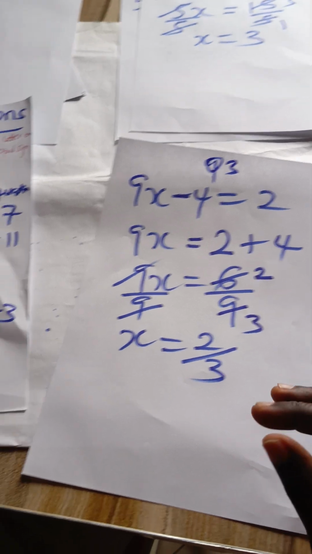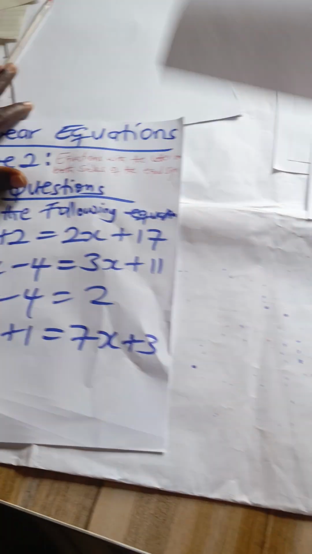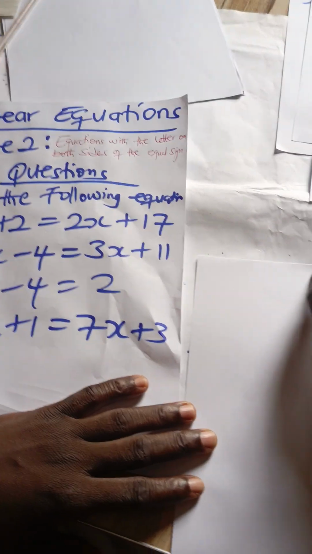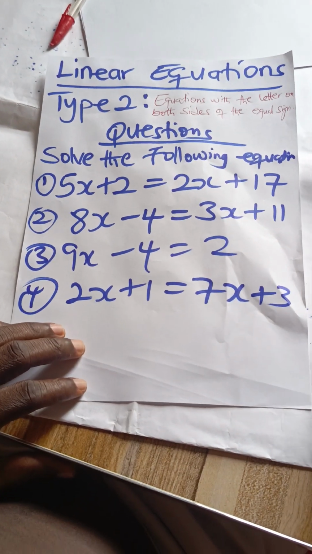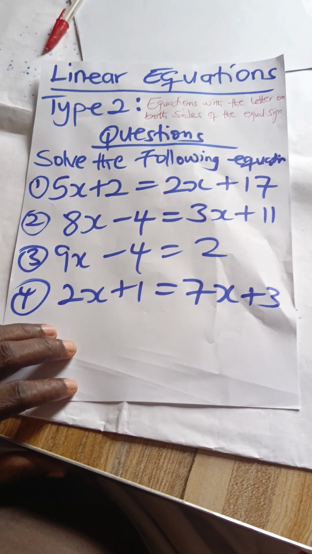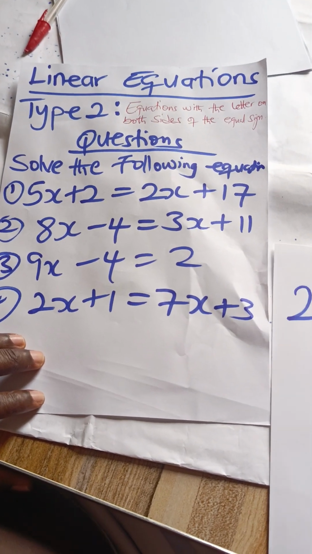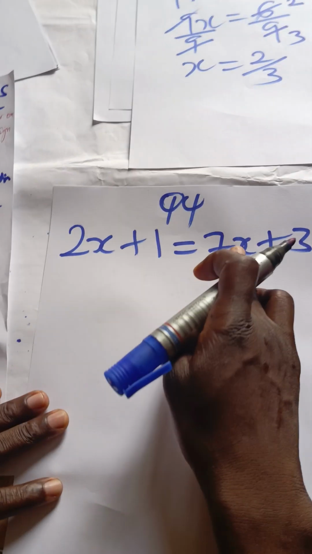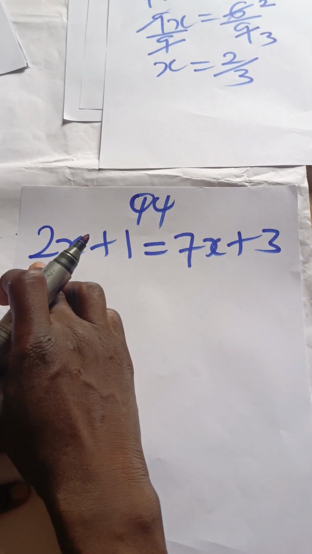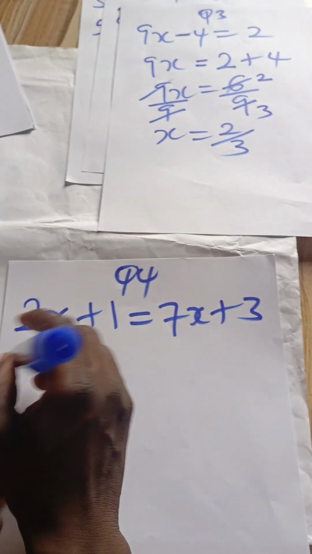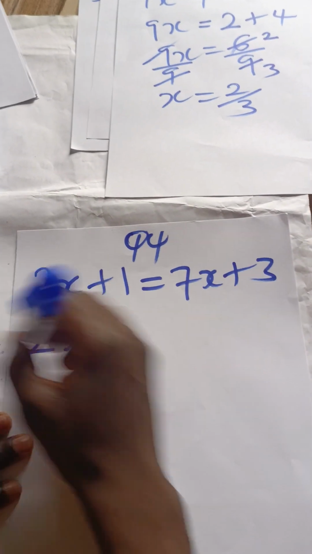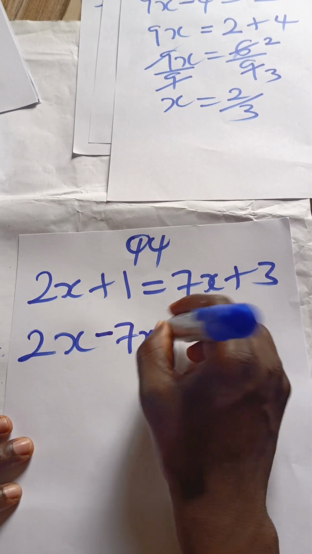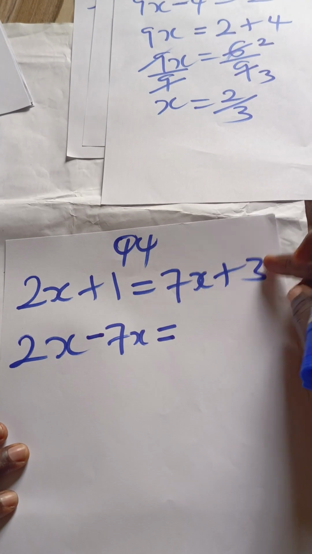Now let's go to our last question, question 4. We have 2x plus 1 is equal to 7x plus 3. The same approach. Let this 7x cross the equal sign to meet the 2x here. So we have 2x minus 7x is equal to this 3.